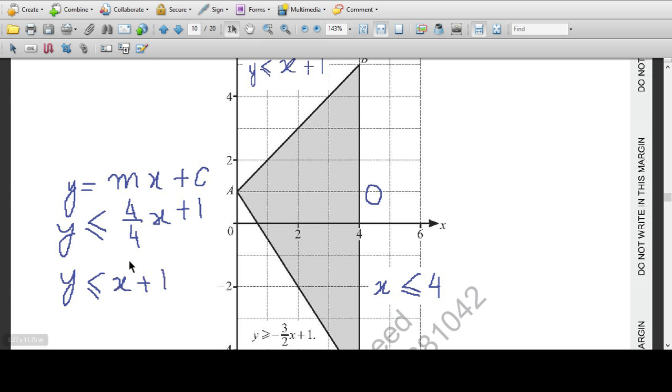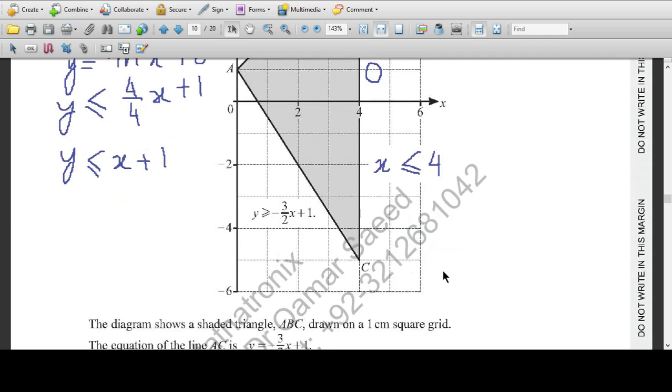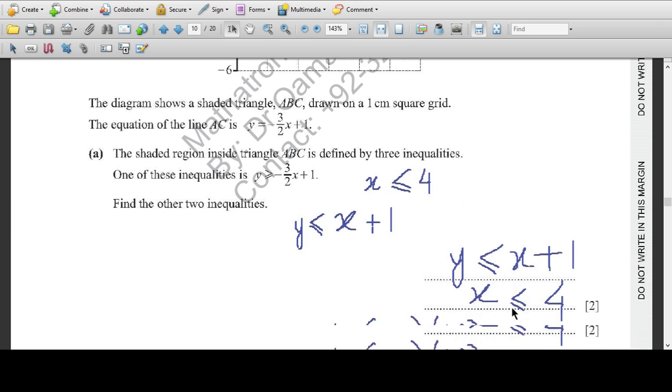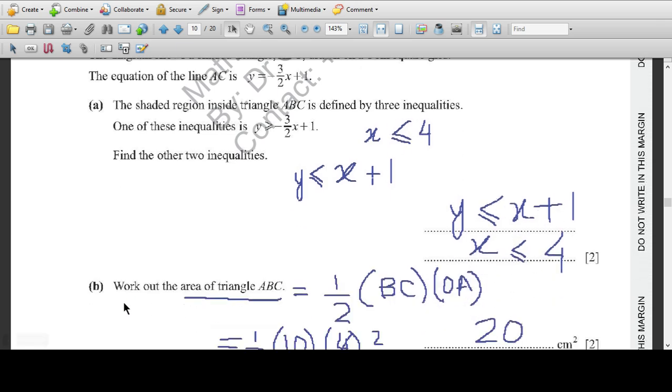So we have been asked these two inequalities: y is less than or equal to x plus 1 and x is less than or equal to 4. So this side, and below this side, and above this side develop this shaded region. So these two inequalities we have obtained and write down here. Now part B, work out the area of the triangle ABC.